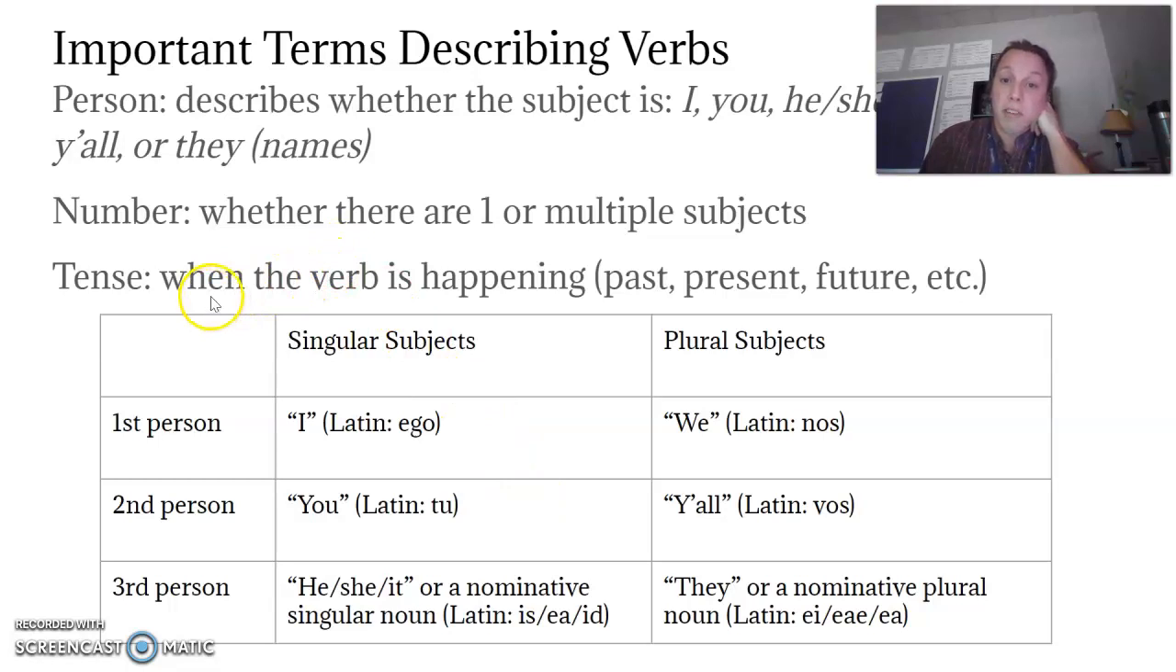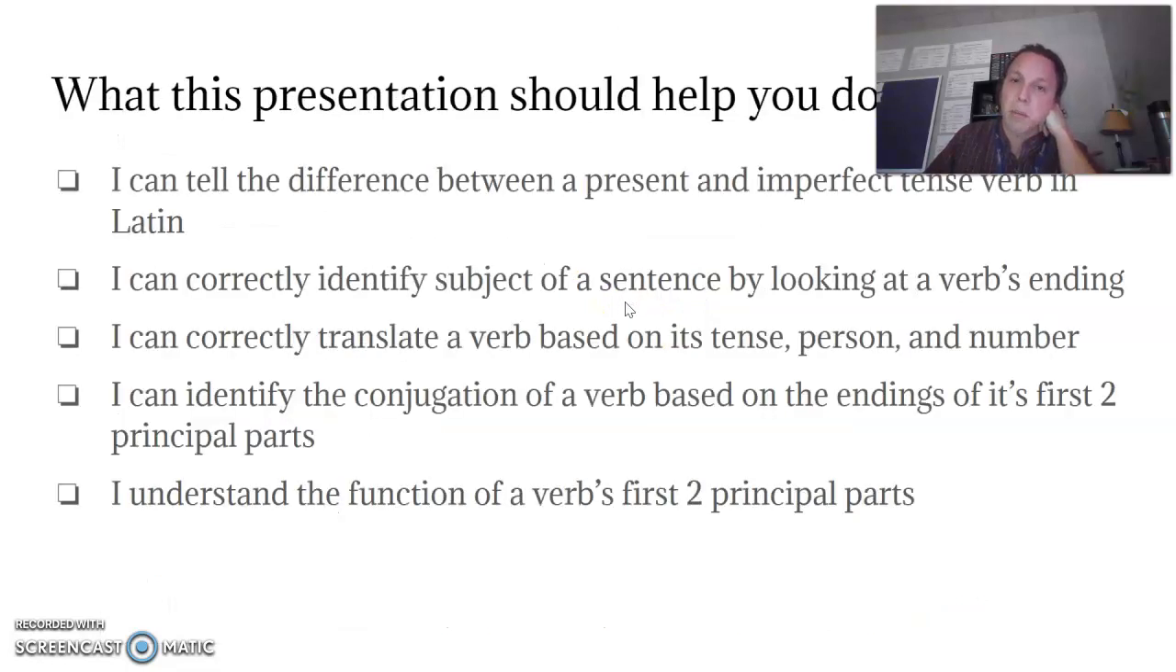Tense just tells you when the verb is happening. The simple terms we use for that are past, present, and future, but in terms of grammar, there are some subdivisions within those three general categories. Today, we're going to be talking about the present, and we're going to be talking about the imperfect, which is a flavor of the past tense. It's a certain type of past tense.